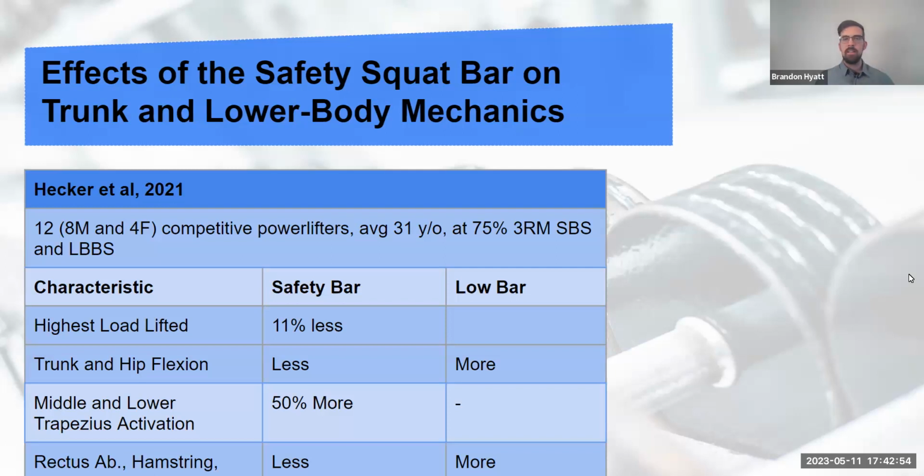So in sum, Hecker cites that squatting with the safety bar results in a more upright trunk angle, which they think places less stress on the low back, which is a commonly injured area while squatting. Also, this decreases the lower extremity muscle activation, likely due to decreased load, suggesting that the safety squat bar may not be as effective as the standard bar to increase lower extremity strength.